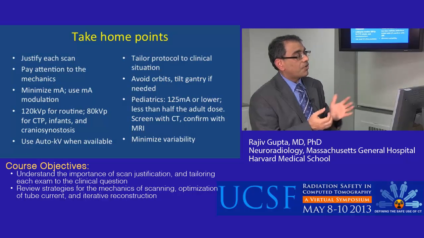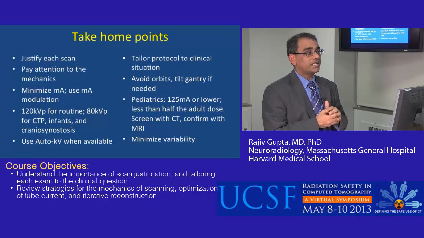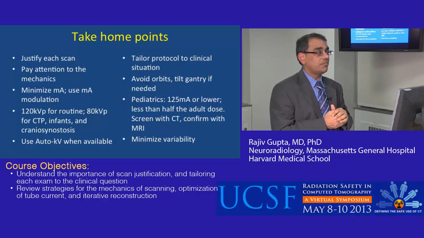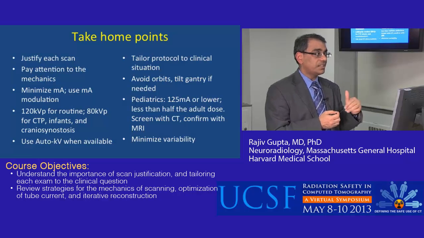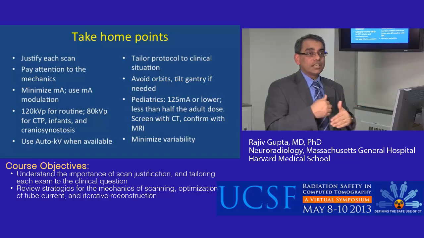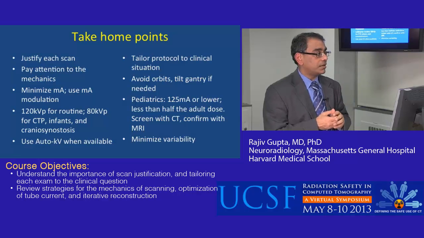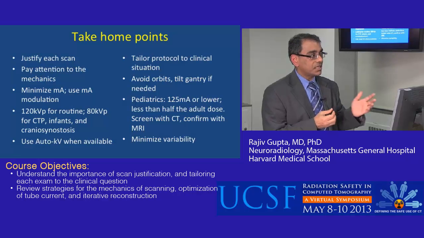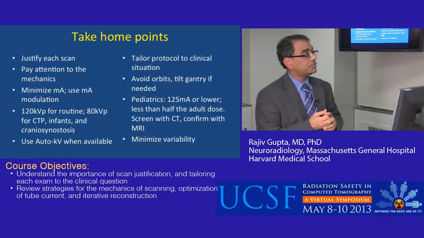We have found that 120 kVp is sufficient for routine head CT. However, we can really drop the kVp to almost 80 kVp for CT perfusion as well as for infants and for other indications such as craniosynostosis. Dose changes superlinearly as kV is increased. So, reducing the kilovoltage on the tube is important, and there are newer scanners that allow you to do that automatically, and we should use auto kV whenever it is available.